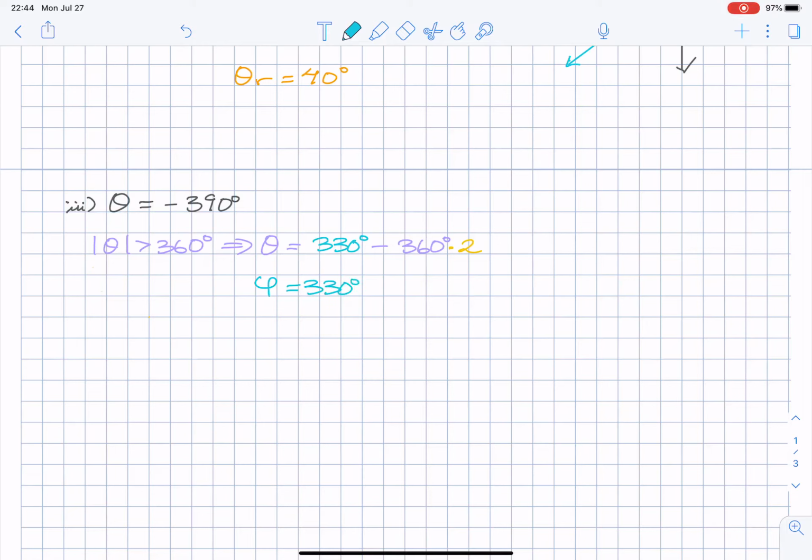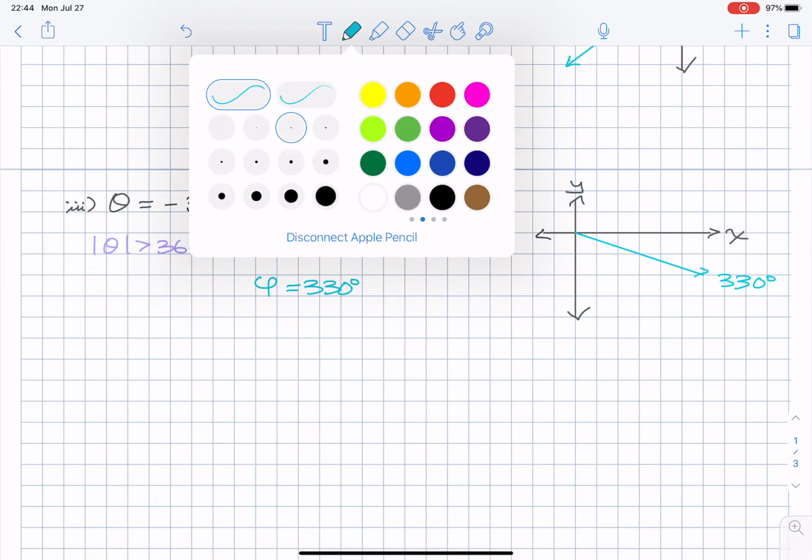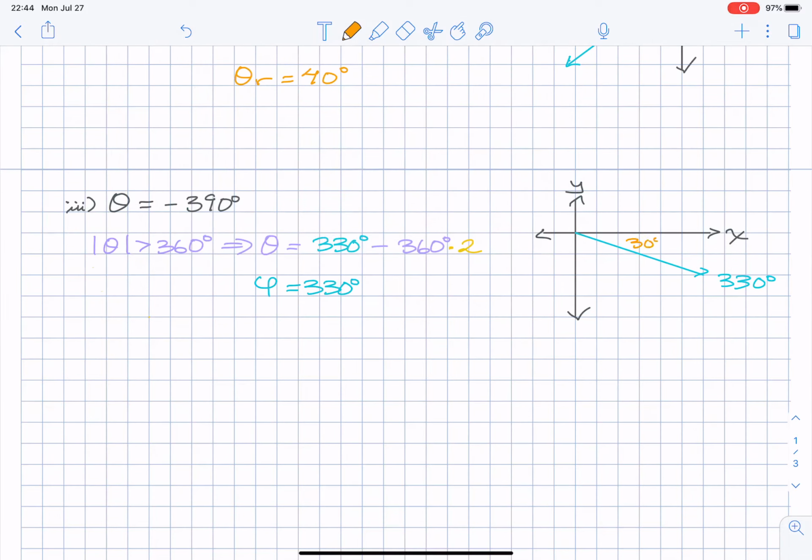So now let's go ahead and plot phi so we can find the reference angle. That looks like it's in quadrant 4. So x and y coordinate axes. So I'm in quadrant 4 at 330 degrees, which is how far away from 360? Well, it's 30 degrees away from 360 and the x-axis. So theta sub r is 30 degrees. That's my reference angle for theta and for phi.